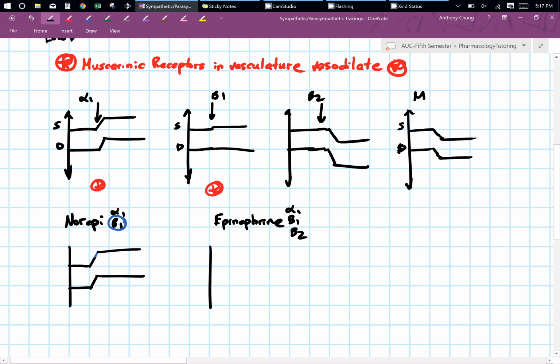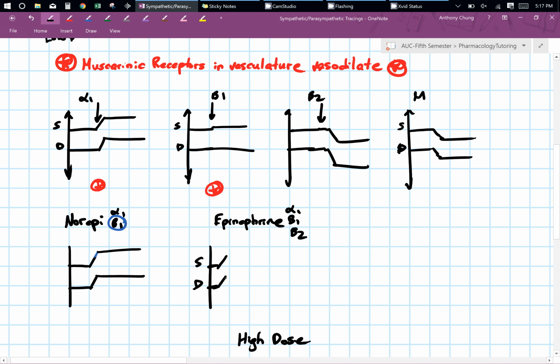Now, the first thing I'm going to do is low dose first. Actually, I'm going to do high dose first, because it's an easier thing to understand. Okay, I already committed. So first thing is I'm going to do that. All right, so you have your systolic, you have diastolic. Alpha-1, what does it do? Increase both. All right, so it increases both by a certain amount.